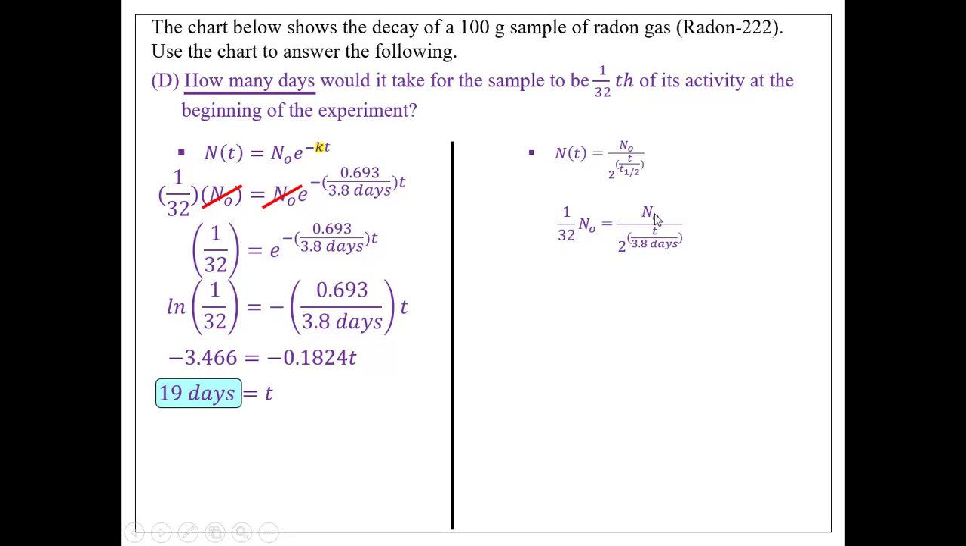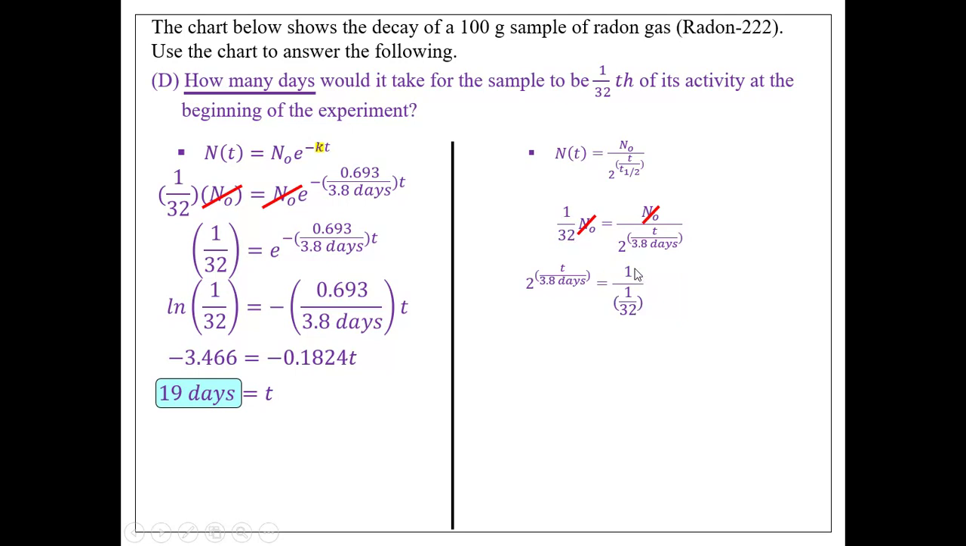On the right side, n of the original amount, n naught in the numerator stays the same, right? t stays the same because that's what I'm trying to find. And then t half-life, I just plug in 3.8 days. So if we do this, n naught simplifies because it appears on both sides. And then here, I'm just going to do a little switcheroo. In order to get t so that it's solvable, I need to move this whole entire denominator on the right side to the top left. And I need to move 1/32 to the bottom right.